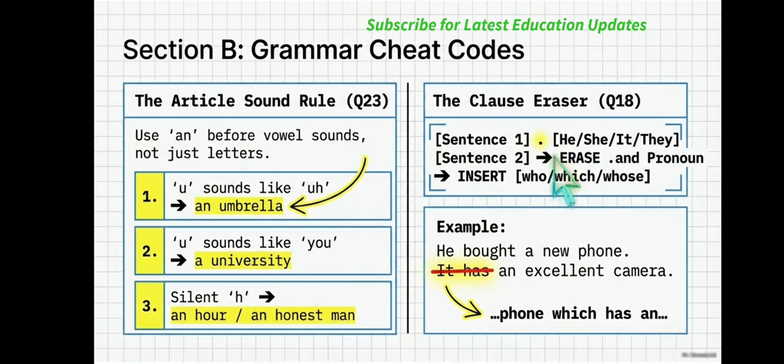Right? Now the clause eraser here. So relative pronoun here, question number 18, sentence 1, sentence 2. Then the only technique we have to remember is erase the full stop and pronoun, right? Insert the given suitable pronoun here: which, who, whose. For example, he bought a new phone, full stop. It has an excellent camera. So now we follow this rule, erase the full stop and erase the pronoun, right? Now, he bought a new phone which has an excellent camera is the right answer.